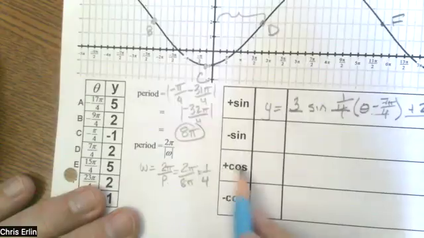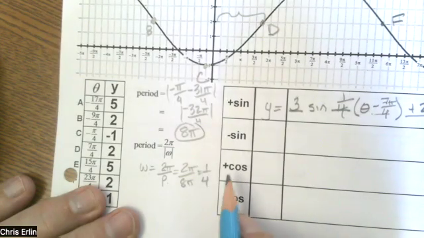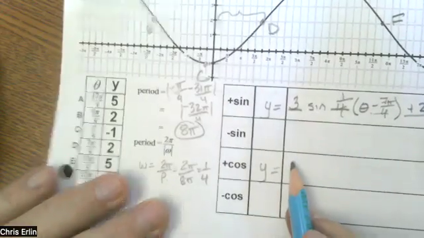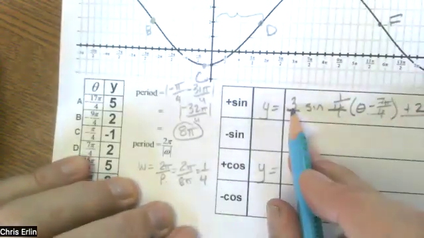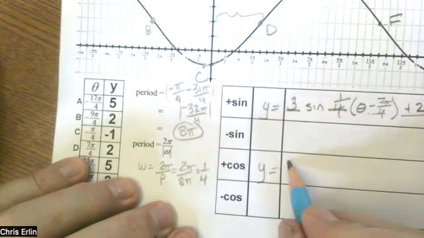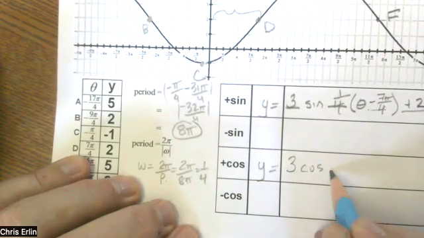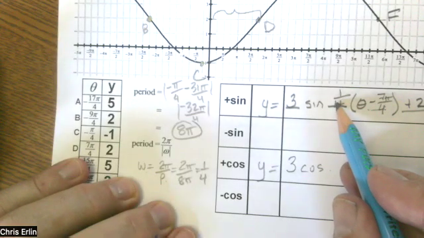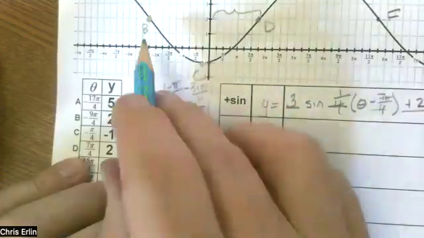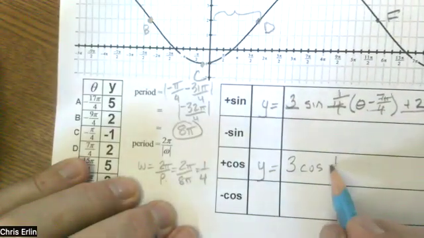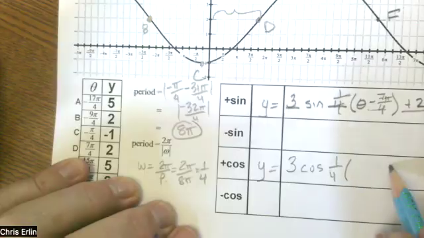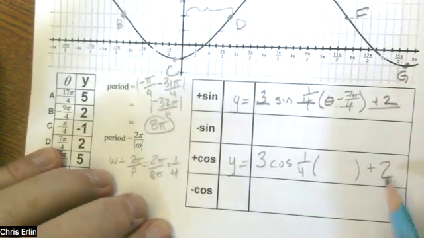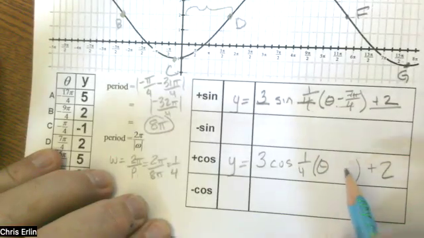What if I decided to do it with cosine instead? Same curve, but now I want to give the equation in terms of cosine. Does it change the amplitude? No. 3 cosine. Is the period going to change? No, it's the same graph, right? We're not changing the visual graph, so the period's not changing. It's 1/4. Is the midline going to change? Well, still the same function. All that's going to change is where we start.